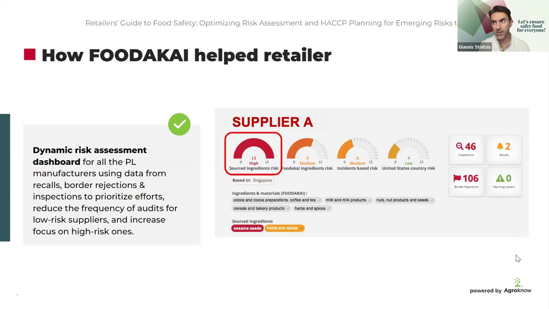With the risk estimation, this dynamic risk for each manufacturer, they were also able to design the audit plan more efficiently, reducing the frequency of audits for low-risk suppliers and increasing them for the high-risk ones. So this is another part.